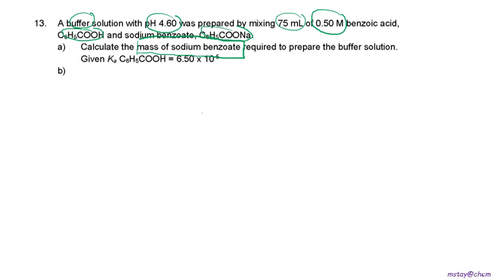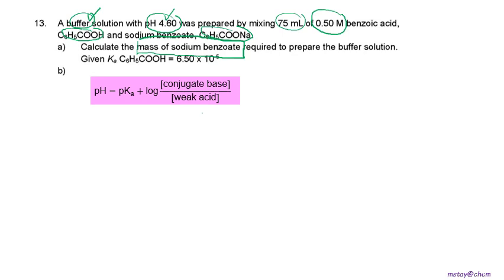So now we can confirm that this is a buffer solution, and the pH value is given. Basically, we will be able to use the Henderson-Hasselbalch equation. The pH value is given, and in the question we have the Ka value, so there is no problem for us to determine the pKa. The concentration of the conjugate base, in this case sodium benzoate, we have no idea, so this is a question mark. And the concentration for the weak acid, which refers to benzoic acid, we have 0.5.